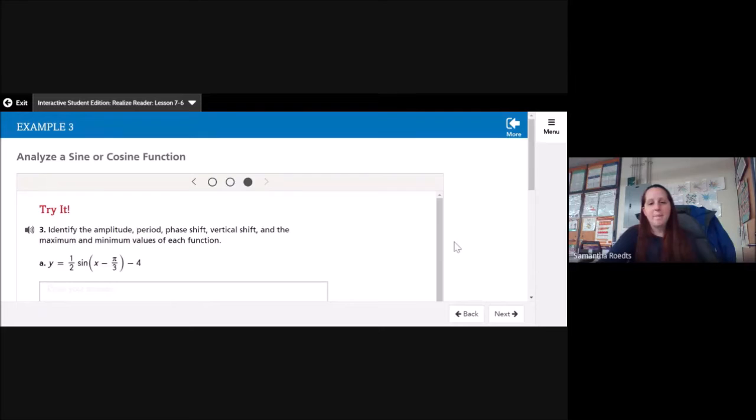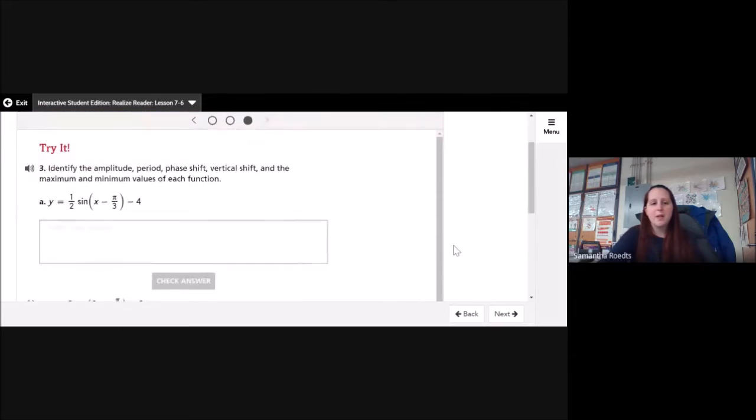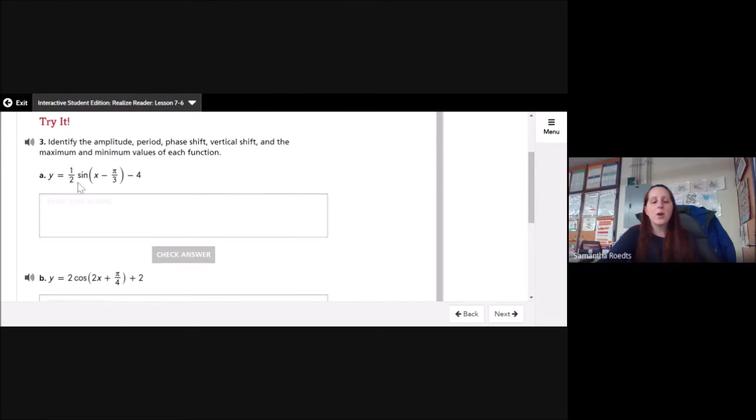All right, so let's try it. Identify the amplitude, period, phase shift, vertical shift, and the maximum and minimum values of each function. So for A, I have y equals 1/2 sine of x minus pi over 3 minus 4. All right, so let's start with the amplitude. Remember, the amplitude is the number that's out in front. In this case, it's 1/2. The period, remember, is 2 pi divided by the coefficient of x. So I have 2 pi divided by 1, which is just 2 pi.